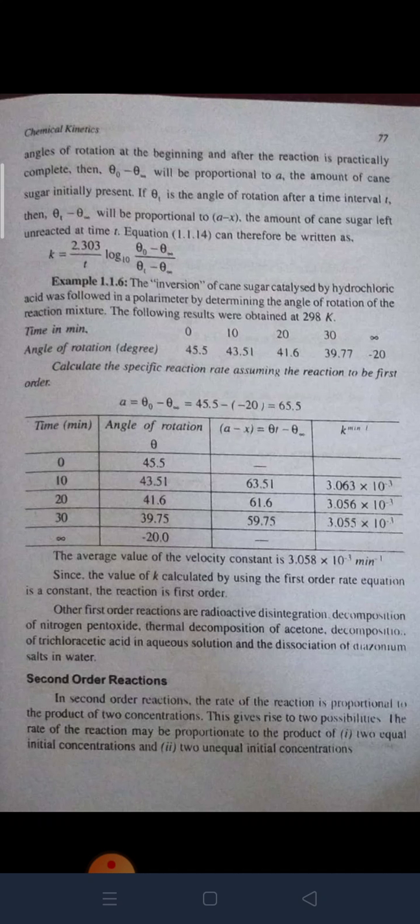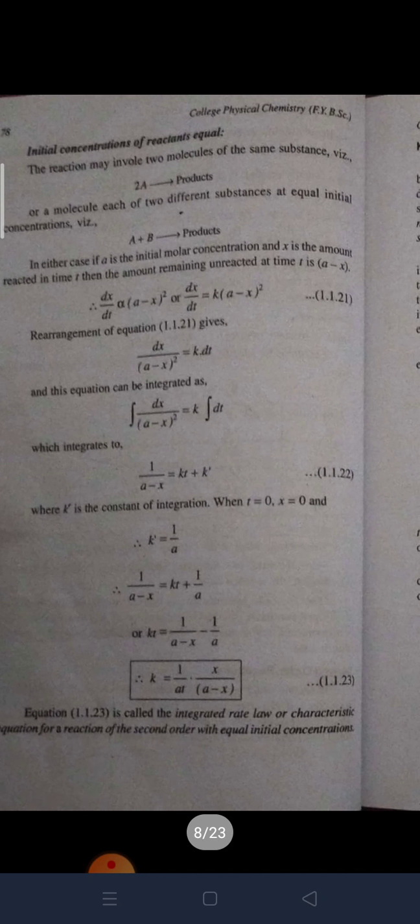Second order reaction. In a second order reaction, the rate of the reaction is proportional to the product of two concentrations. This gives rise to two possibilities: the rate may be proportional to the product of two equal initial concentrations, or two unequal initial concentrations. Here you can take the initial concentration of the reactants equal. The reaction may involve two molecules of the same substance, that is 2A gives you the product, or one molecule each of two different substances at equal initial concentration, A plus B gives you the product.